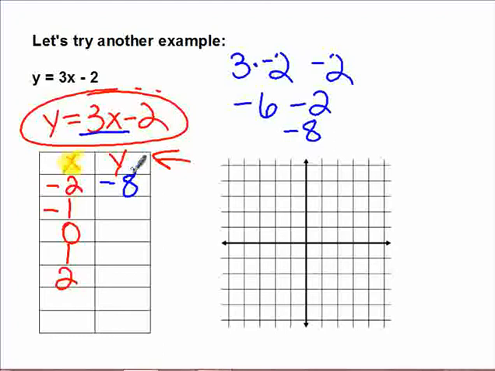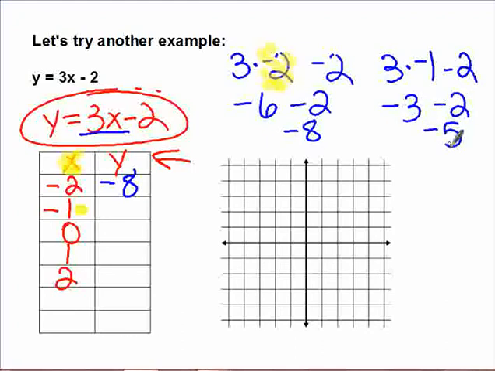Let's try another one. This time, instead of the x being negative 2, the x is going to be negative 1. What will that look like? 3 times negative 1 minus 2. 3 times negative 1 is negative 3 minus 2, which is negative 5.